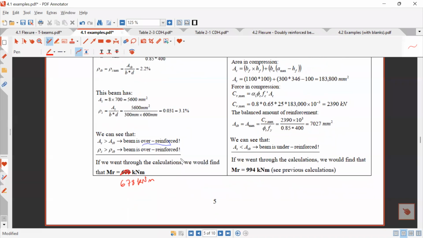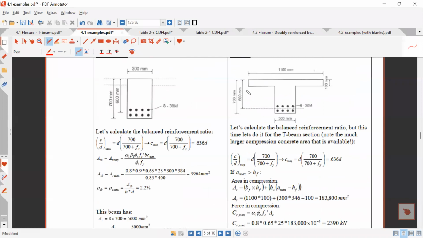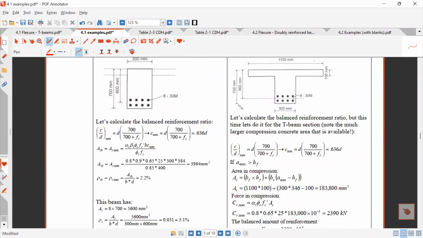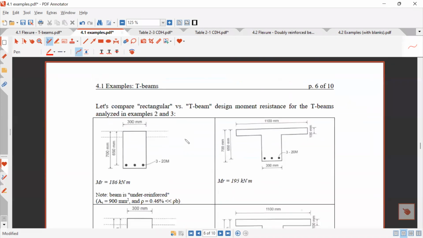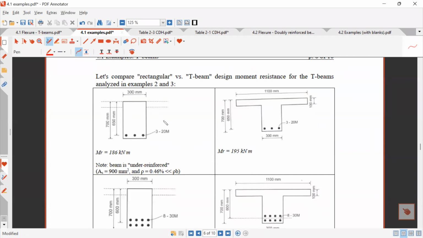So in this case, it makes sense to account for these flanges and do the detailed T-beam analysis if I have this beam as part of this floor. If you look at these two examples that we looked at in this problem set, the first one had 320 Ms. That was a lightly reinforced beam. In that case, when we did the rectangular beam and then the T-beam, we saw there's very little difference, 186 versus 195. You still get a little bit more efficient moment resistance with the T-beam, but the two numbers are similar.